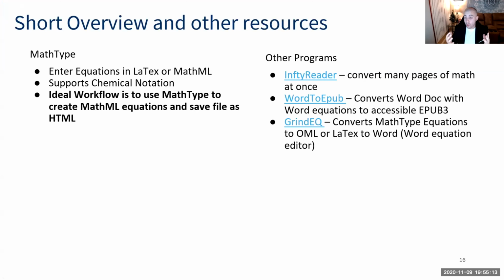There's a lot more applications that can help translate your math. There's a program called Empty Reader that can convert multiple pages of math simultaneously. Again, we have our Word to EPUB toolbar, and then Grind EQ will take you from those different encoding types. So I'm sure this was a tsunami of information. That's okay. The important part is for you to understand, get that math in a Word document, and then we can do anything to it. The end.